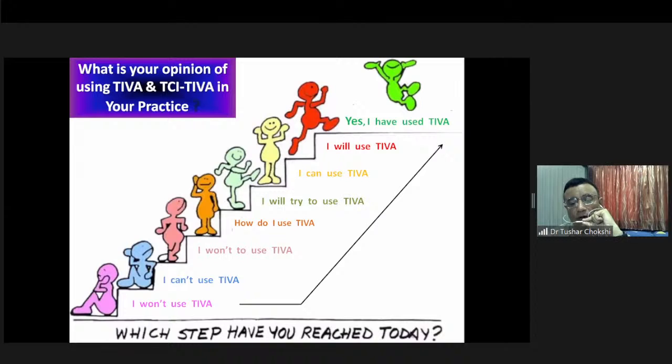After this session, which steps will you reach today? You will tell me: I won't use TIVA, I can't use TIVA, I want to use TIVA, how do I use TIVA, I will try to use TIVA, I can use TIVA, I will use TIVA, yes, I have used TIVA and TCI TIVA. I want your first steps, that is, I will use and I have used TCI TIVA.